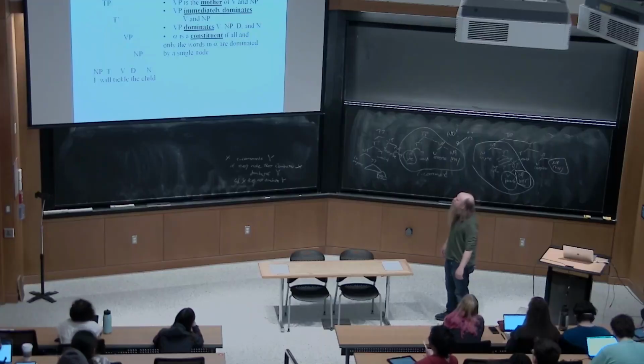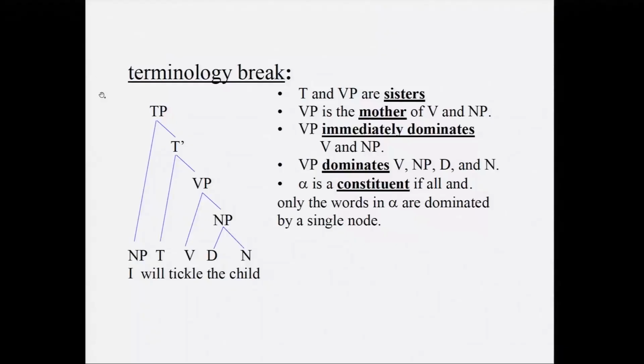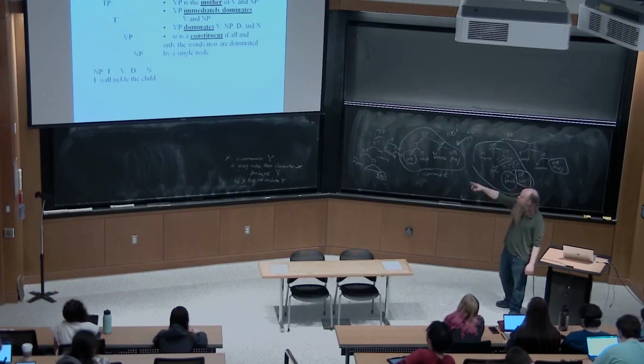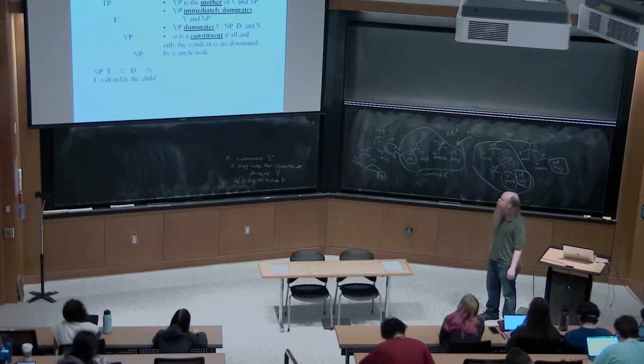It's great. Okay. This is a slide we saw before. This is just to remind you of a bunch of terminology, some of which I've been using as we've been talking. When we're talking about trees, we standardly use feminine kinship terms to talk about relations between parts of trees. So we talk about sisters, which are two things that were merged to form a node. For example, the D, the, and the N, child, those are sisters. The V, tickle, and the noun phrase, the child, those are sisters in this tree.